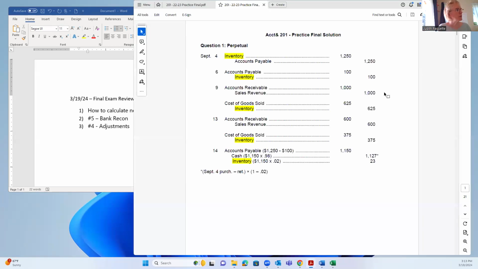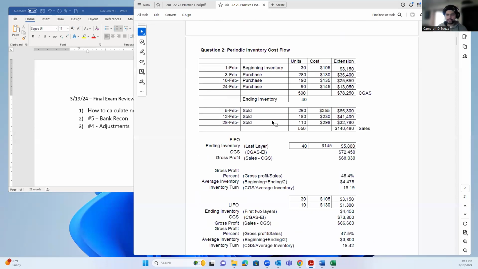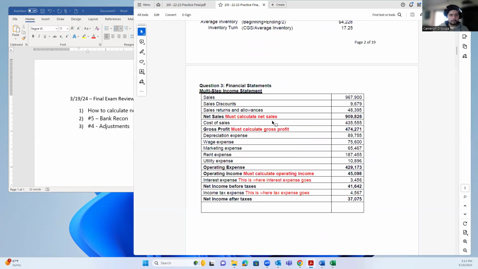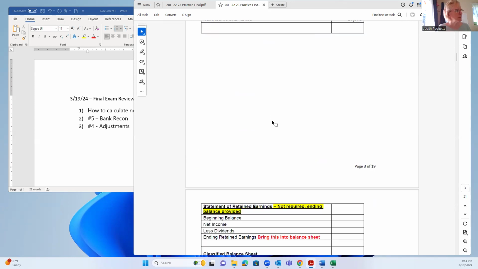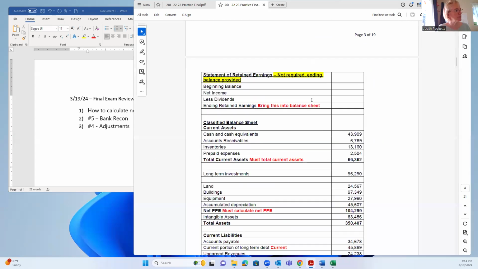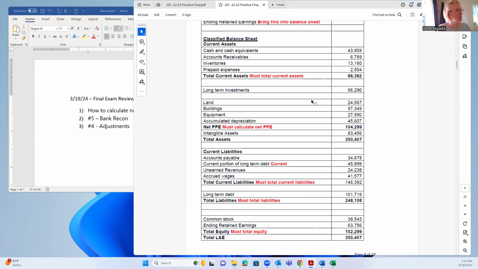All right. Can you see the solution here? Yeah, we can see it. All right. So there's the income statement, there's a statement of retained earnings, and here's the balance sheet.